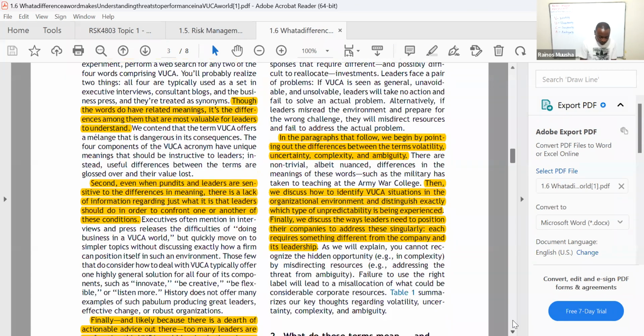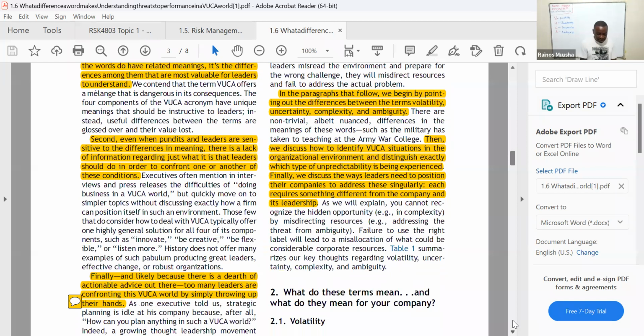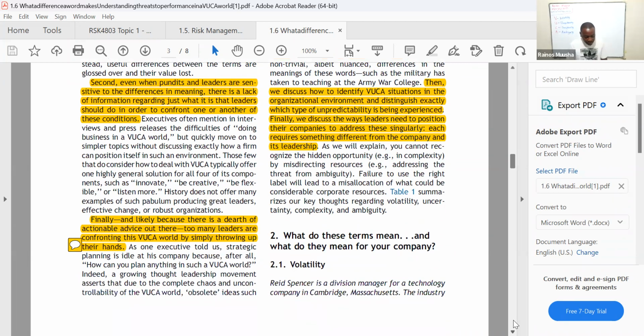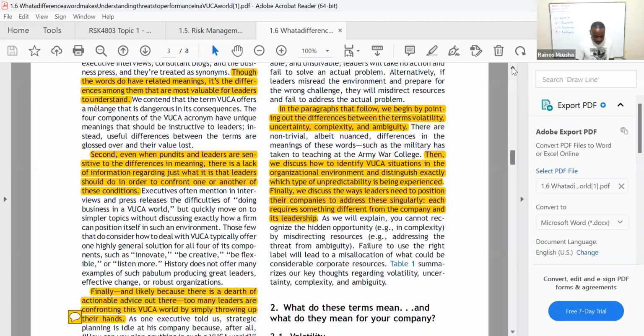And second, when pundits and leaders are sensitive to the differences in meaning, there is a lack of information regarding just what it is that leaders should do in order to confront one or another of these conditions. And finally, and likely because there is a dearth of actionable advice out there, too many leaders are confronting this VUCA world by simply throwing up their hands. Which means in this case, they just basically give in to the different conditions and see what happens next.